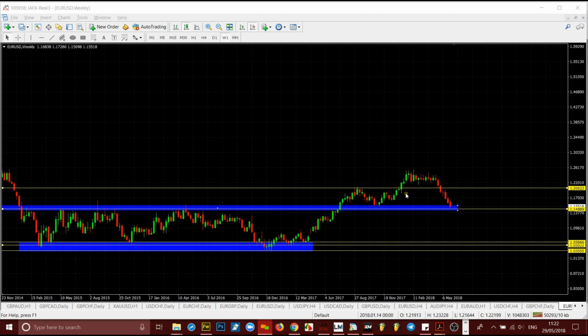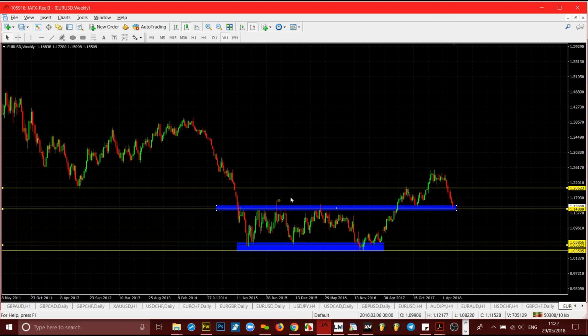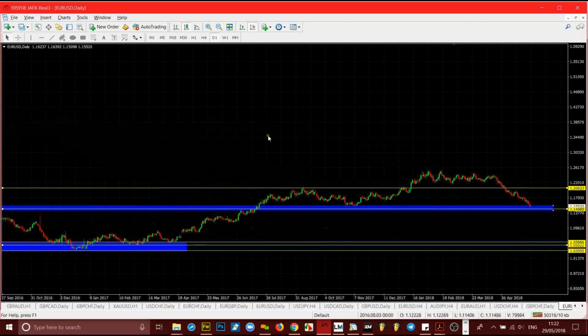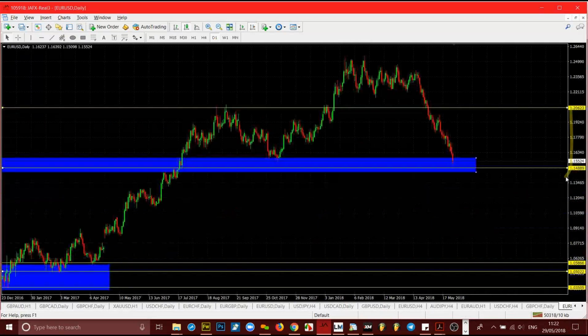So now that's an example of what resistance and support look like. When I have identified the key ones here on my higher time frame, I like to come down to my lower time frame to see. Another thing is this: when you come down, it is called a lower time frame. When you go up, it is called a higher time frame. So when you come down, you will start seeing more levels that you can identify, more support and resistance lines.